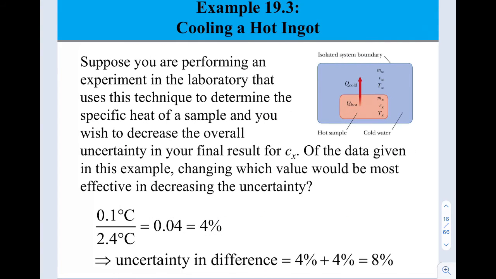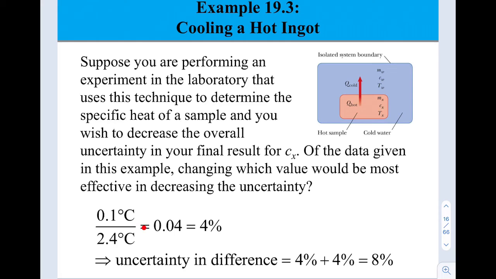So now suppose you are performing an experiment in the laboratory that uses this technique to determine the specific heat of a sample, and you wish to decrease the overall uncertainty in your final result for Cx. Of the data given in this example, changing which value would be the most effective in decreasing the uncertainty? Alright. The largest experimental uncertainty is associated with a small difference in temperature, actually, the 2.4 degrees Celsius for the water. So what is the smallest that can be read from the scale of temperature? It must be the smallest decimal place that can be read, which is 0.1 degrees Celsius.